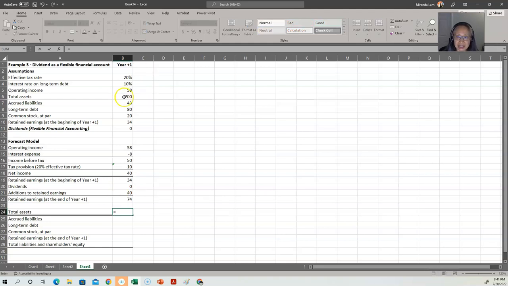And total asset, once again, that's in the assumption. Accrued liability is also in the assumption, as is long-term debt and common stock. But retained earning is at the end of the year, so that's what we computed. When we add up the total liability and owner's equity, we'll notice that this is higher than total assets. So we have excess financing, so we need to give that out. Since we are using dividend, we know that the difference is $17. So what that means is if you pay out $17, that will reduce our additions to retained earnings, reduce the ending balance of retained earnings, and now our total asset is equal to total liability and shareholders' equity.